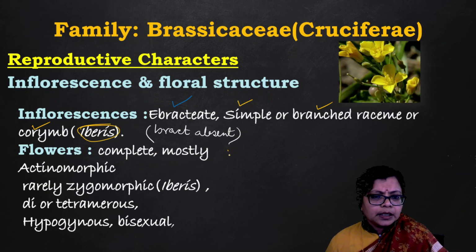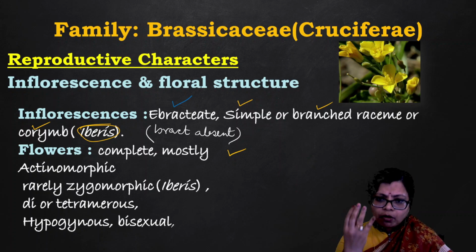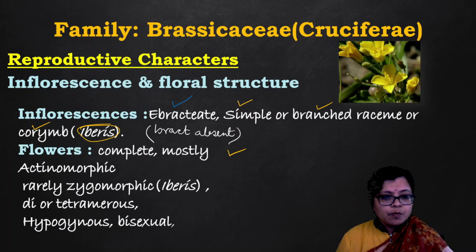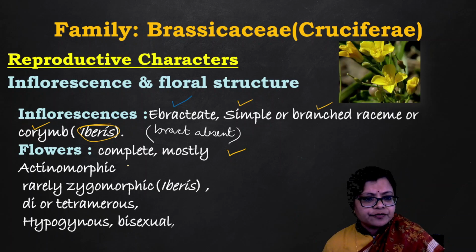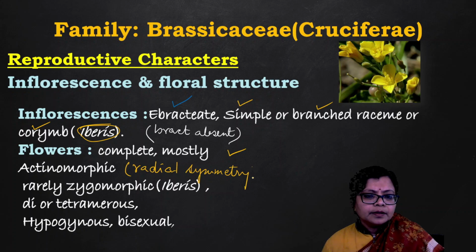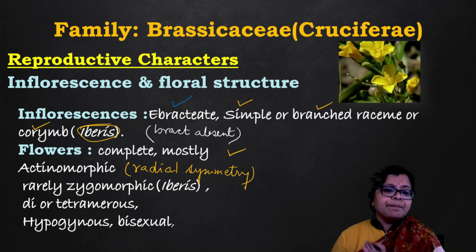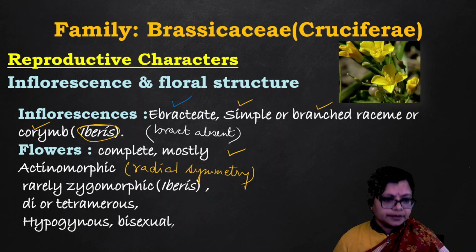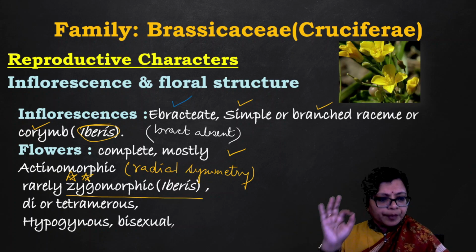Now the flowers, complete. What does it mean? That means calyx, corolla, androecium, gynoecium, all the four whorls are present in the flower, mostly actinomorphic. What does it mean? That means it shows radial symmetry. That means the flowers can be divided into two equal halves through any plane if it passes through the center. Rarely zygomorphic, again exceptional one. Iberis, you have to remember, important.